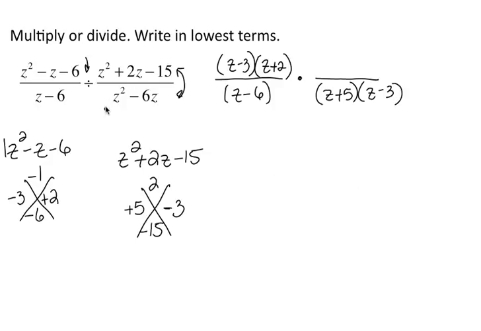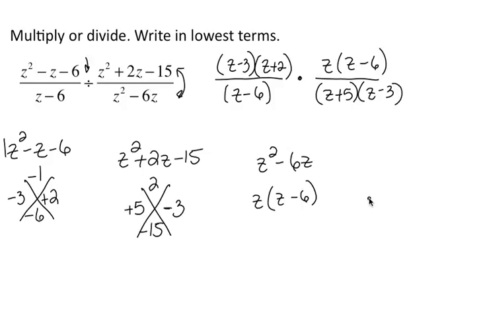Then we need to factor the z squared minus 6z. So notice that we have a z in common. So if we factor out that z, we get z minus 6. And again, I'm going to write that at the top. So I get z times z minus 6.